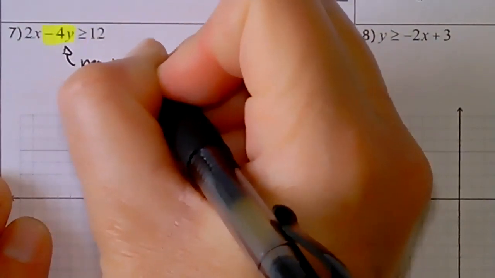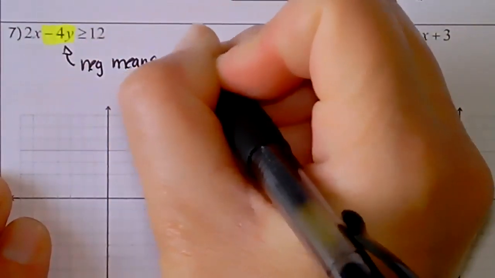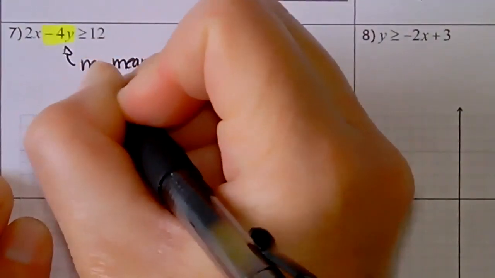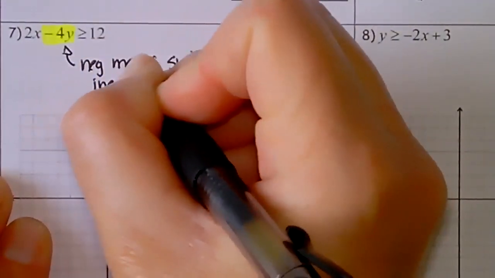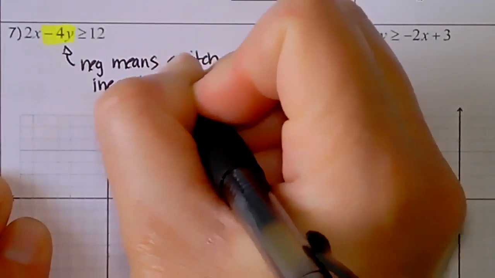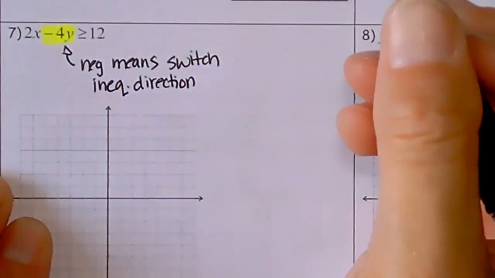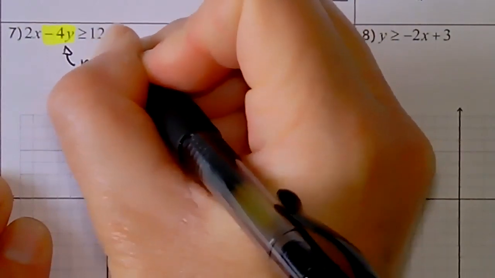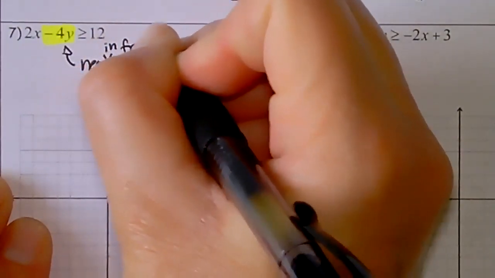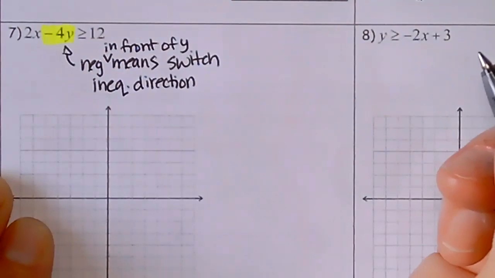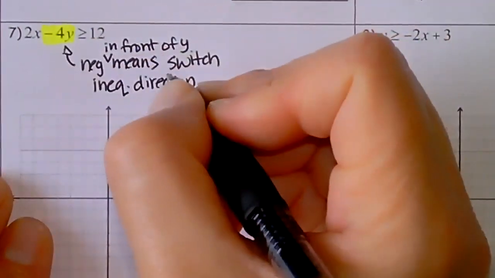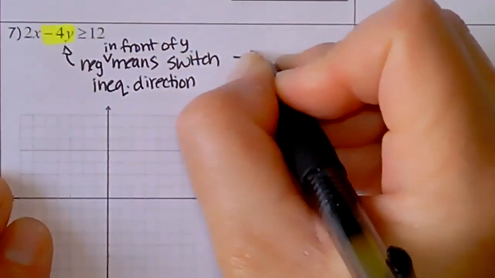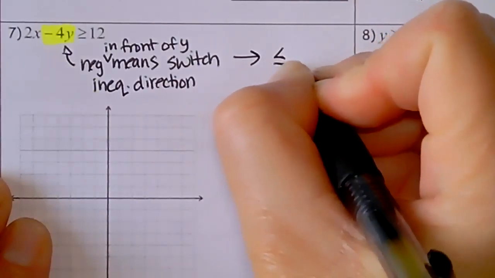means switch inequality direction. And when I say negative, I mean the negative in front of the y. Let me maybe add that in. Negative in front of y. Okay, so I know that this is going to switch to a less than or equal to.